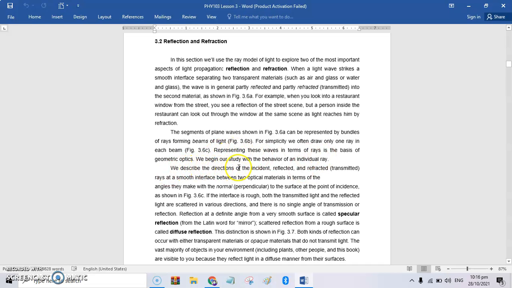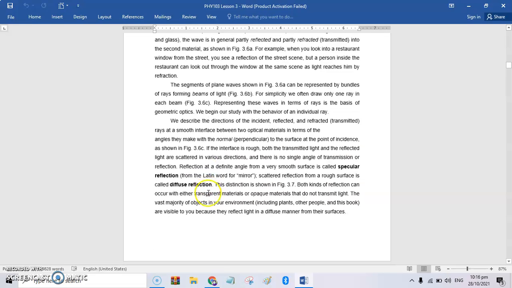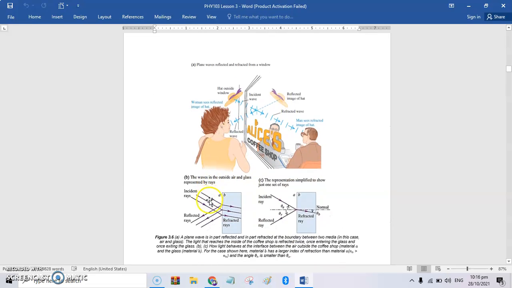We describe the directions of incident, reflected, and refracted, which means transmitted rays of a smooth interface between two optical materials in terms of the angles they make with the normal or the perpendicular to the surface at the point of incidence, as shown in figure 3.6c, the representation simplified to show just one set of rays.